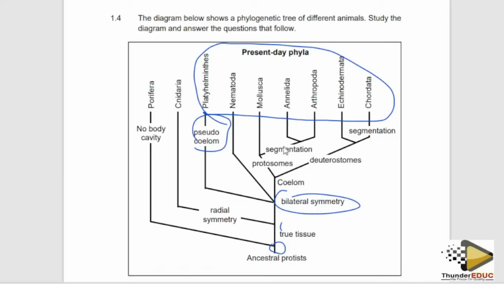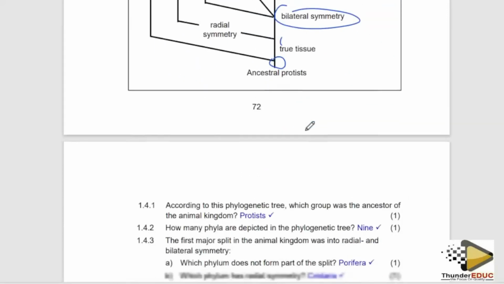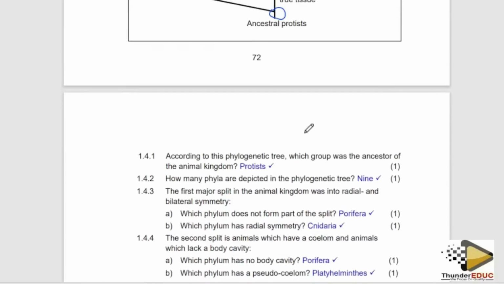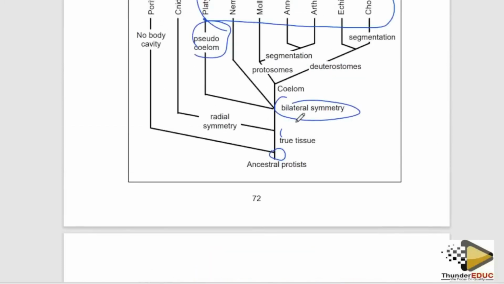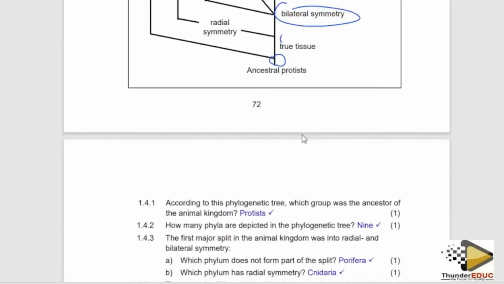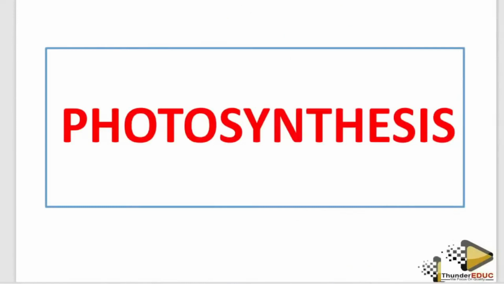So that's why you don't need to cram. You need to understand. So go and watch Thunder Educ or Saidi channel. You'll find those videos. But for now, know how to use the phylogenetic tree. Yeah, the next question is about photosynthesis.